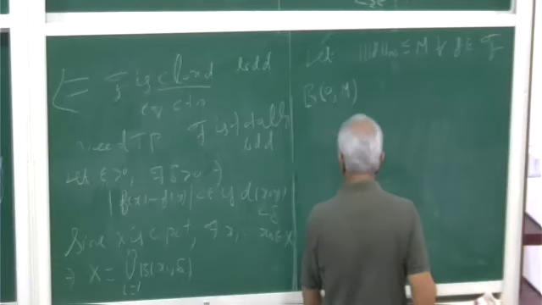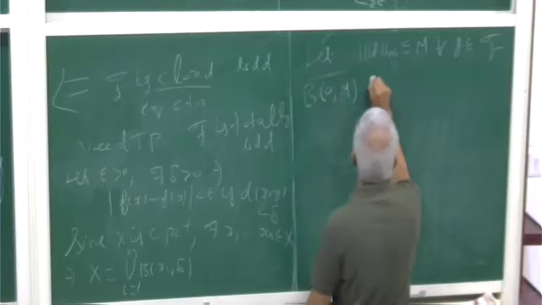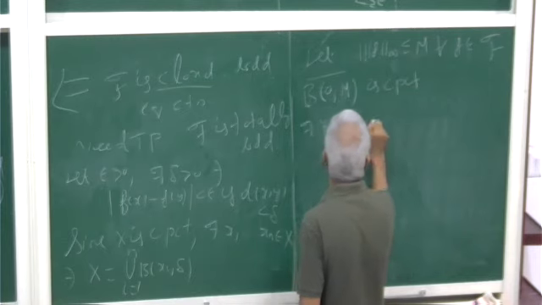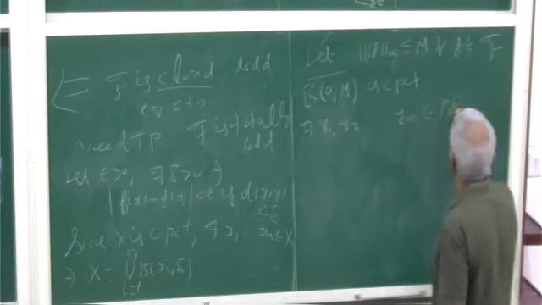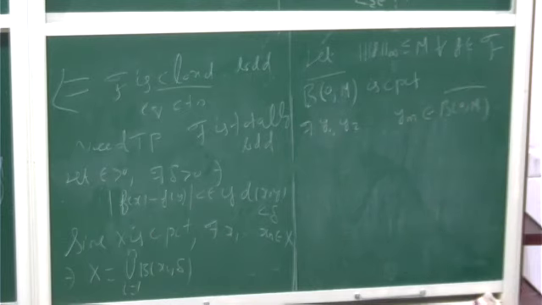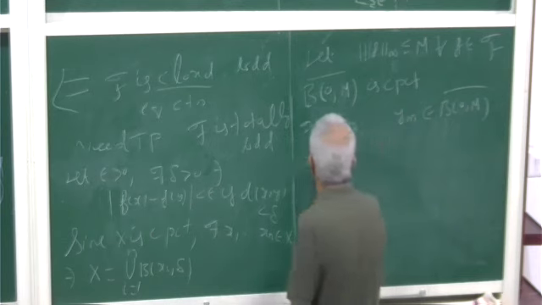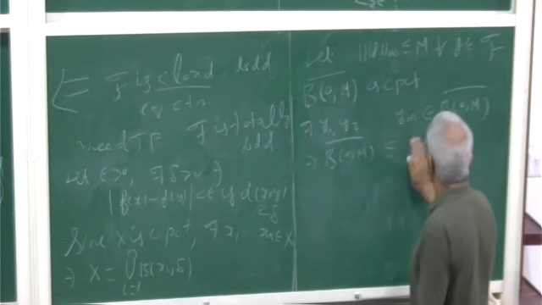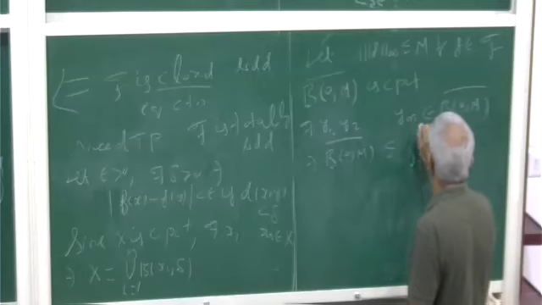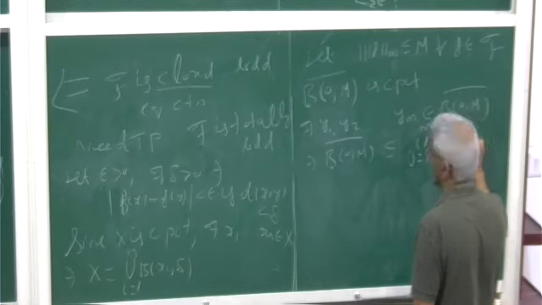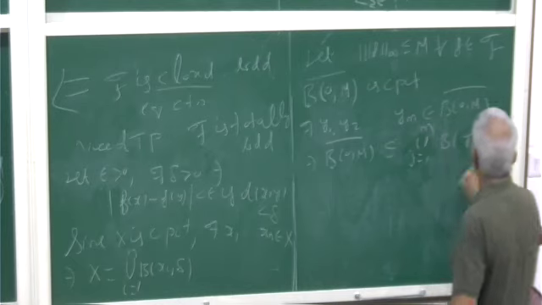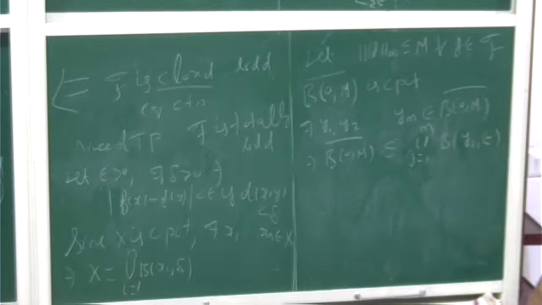Now this is compact. Take the closure, it is compact. So there exist y1, y2 up to ym in B(0, M), the closed ball, such that the closure of B(0, M) is contained in the union over j equal to 1 to m of B(yj, epsilon). Because that is compact, that is totally bounded.